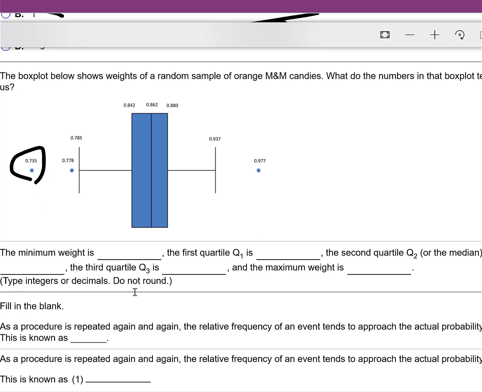I'm going to let you read those. There's the minimum. The 1st quartile. Now here's where you have to understand reading a box plot. This is an outlier here. This is the lower fence. Here's Q1. Here's the median. Here's Q3. And here's the maximum.